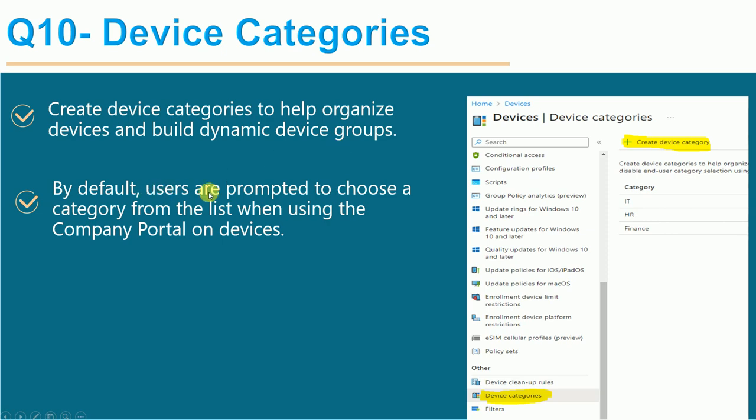By default, the user will be prompted to choose the category from the listing in the company portal. When you log in to your company portal for the first time, the user will get a pop-up to select the department. If it is already selected, the user will not get the prompt. If they select their department, like IT, HR, finance, anything, then that category will be assigned to the particular device, and it will basically help you in the reporting part.